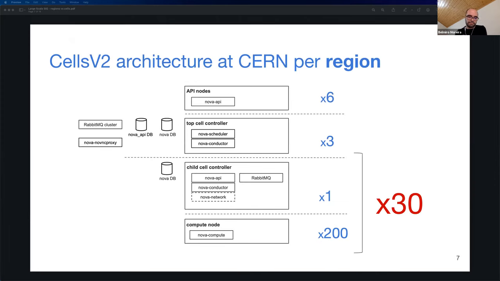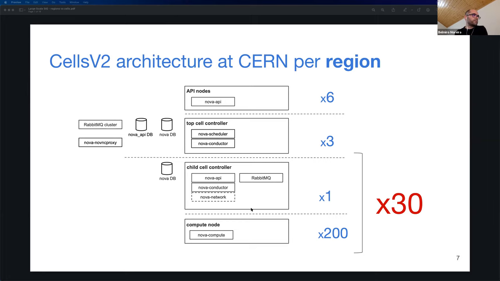Okay, so a concrete example of cells. This is the architecture of cells that we have. What you see here on top is basically the cell API, where we have the Nova APIs and the main controller. So this is the super conductor and also the Nova schedulers. Then we have the database for the cell zero, the database for the Nova API, and of course the RabbitMQ and the VNC proxy. I'm just reusing an old slide. Now the VNC proxy is in the cell control plane.